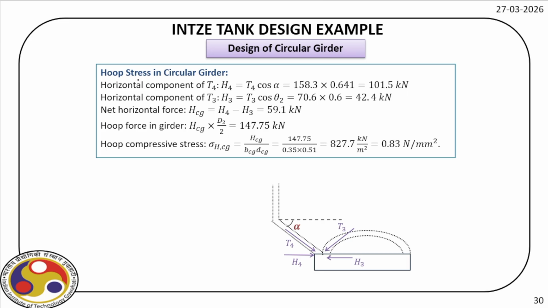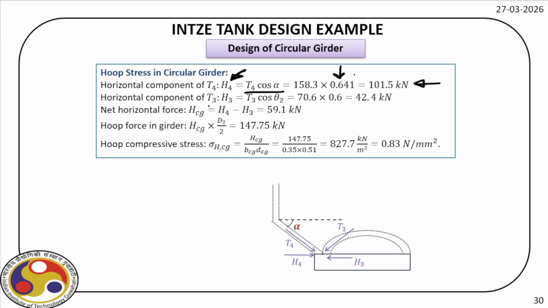Now the hoop stress in the girder. So horizontal component of T4. So T4 cos alpha, we already know the value of cos alpha. So we can find out H4, which is T4 cos alpha, that is the hoop force, and then we will see the stress. So it is 101.5 kilonewton.